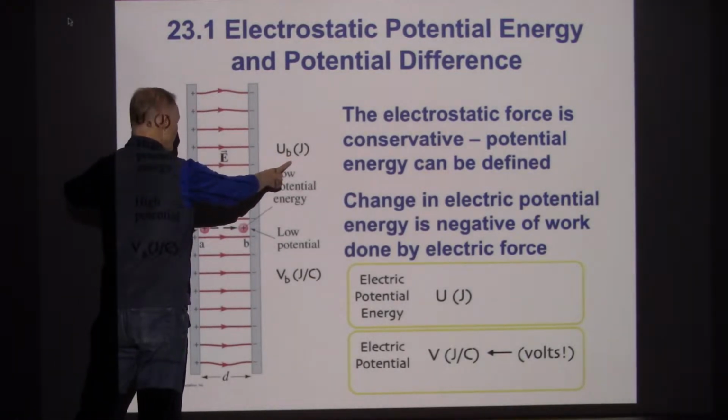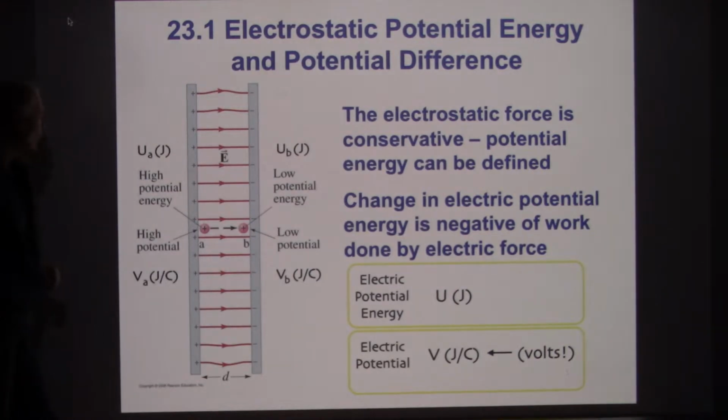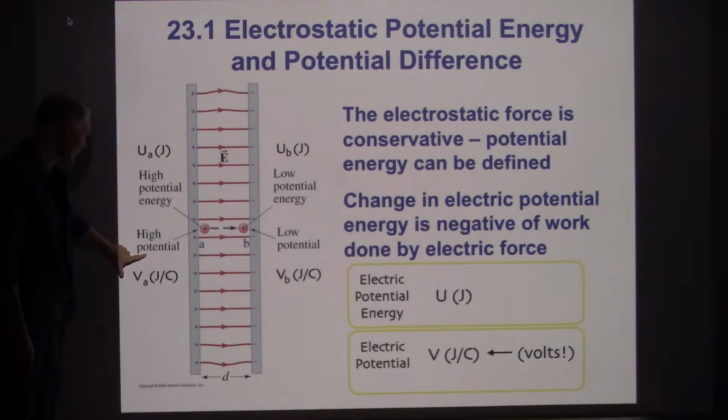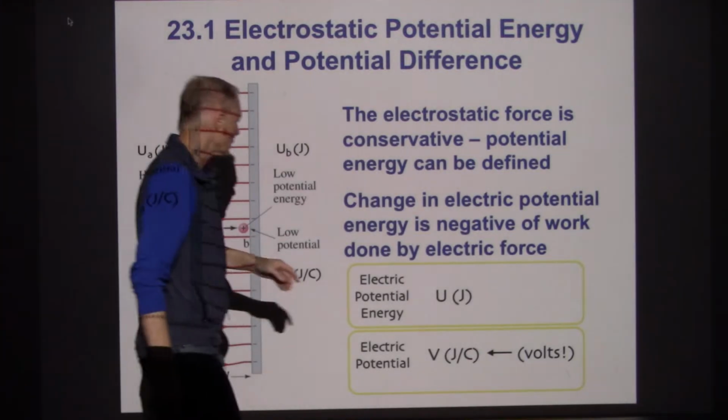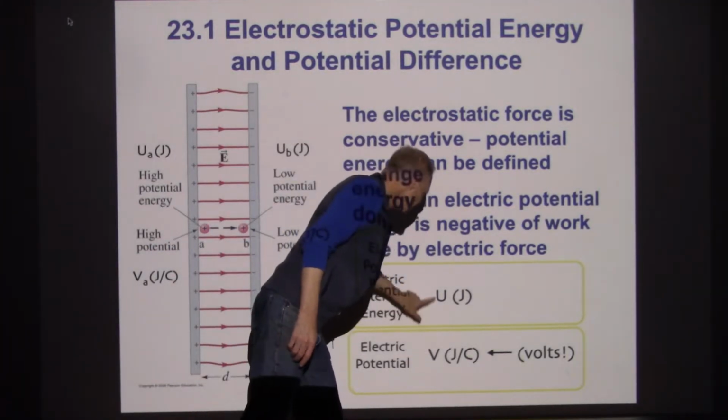However we measure this, we know that this represents more potential energy than this does. Okay, now along with that in this chapter, we're going to introduce potential, and for potential we use the symbol V. So U represents potential energy, V is electric potential, and we've got these listed right here.